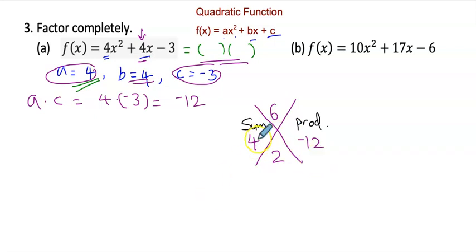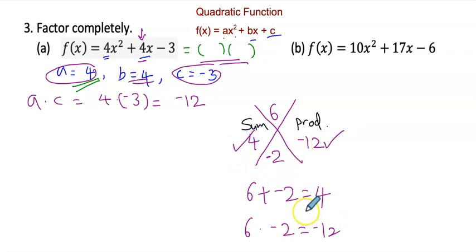So either 6 or 2 has to be negative, and also if I consider this sum of 4, I can get a positive 4 only when this 2 is negative, right? 6 minus 2 gives me 4. That's how both the conditions are satisfied. 6 plus negative 2 gives me 4 and 6 times negative 2 gives you negative 12. This check, that check, both are good.